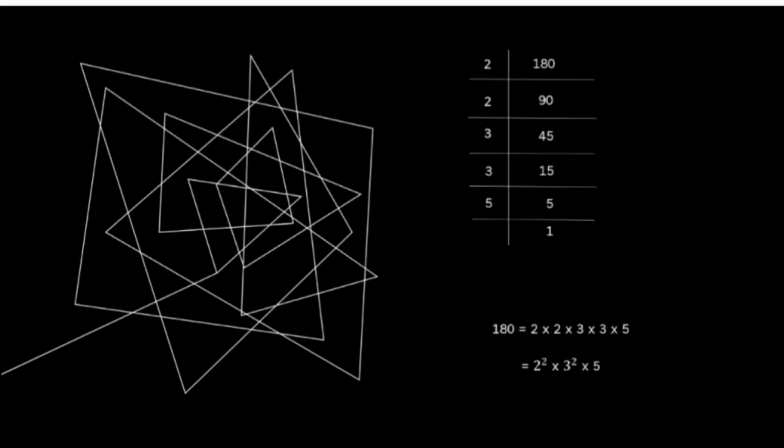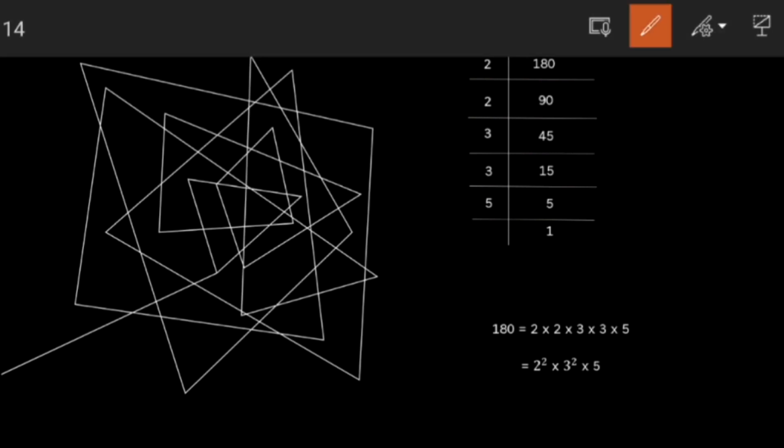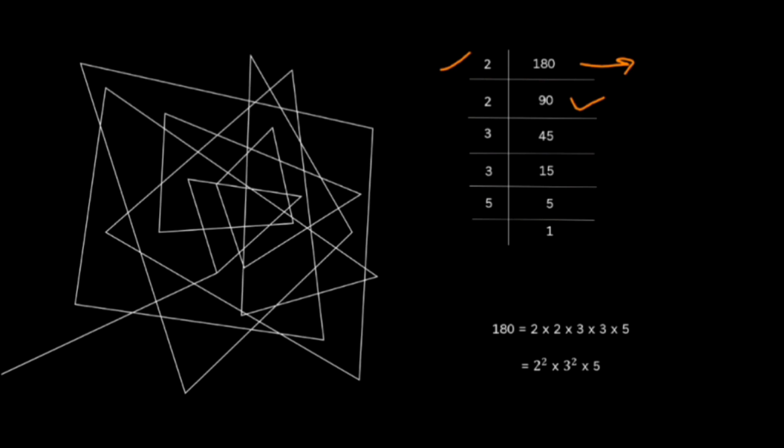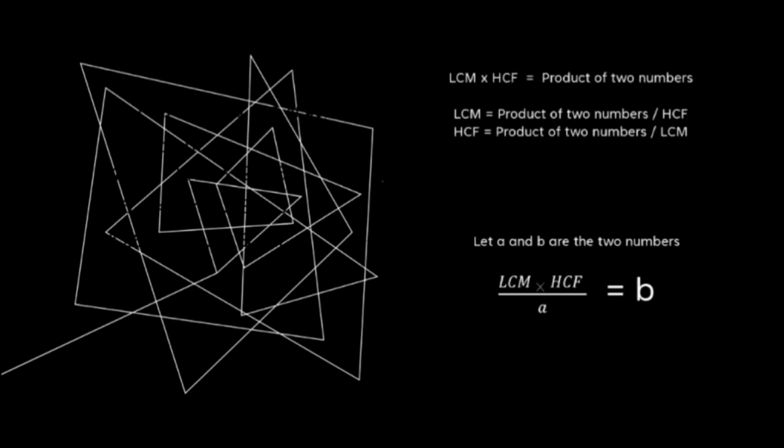So you can check here, whenever you multiply 2 into 90, you will get this part. After that we write 180 is equal to 2 into 2 into 3 into 3 into 5. We have also written it in exponent form: 2 into 2 as 2 square, 3 into 3 as 3 square, and into 5. This we are going to utilize in finding HCF and LCM in this class. You are going to study this relation also in the coming exercise.